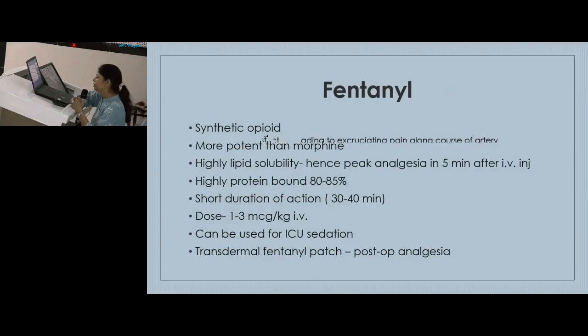So peak analgesia occurs in 5 minutes after IV injection. It's a highly protein-bound drug, 80 to 85%, and has a short duration of action. So it is an ideal agent for short duration surgery. The dose we give is 1 to 3 microgram per kilogram IV. It can also be used for ICU sedation, and for post-op analgesia, transdermal fentanyl patches are available.